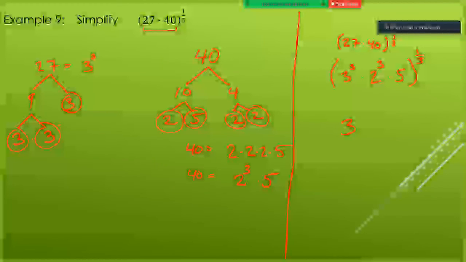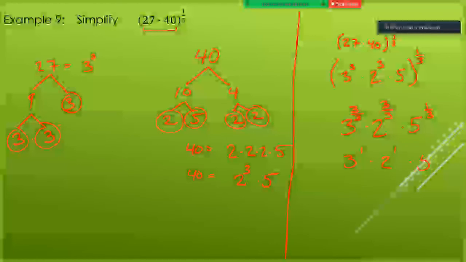So what we have is 3 to the 3 over 3 times 2 to the 3 over 3 times 5 to the 1/3. Remember 5, it doesn't have a number there, an exponent, so treat it like it's a 1. So then 1/3 times 1 is 1/3. So anything that can be reduced or cleaned up or eliminated, any of the exponents, do it now. So 3 over 3, that's just a 1. 3 over 3, 1 again.